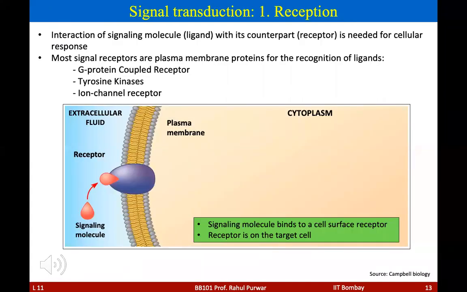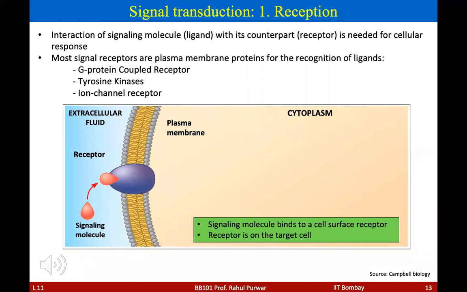As I said in the previous slide, the signaling molecule first binds to the receptor, which is present on the cell surface. An interaction of these signaling molecules, which act as ligand, with their counterpart, the receptor, is needed for the cellular response. And what are the most common signaling receptors? The most common ones, which are present on the plasma membrane and recognize the ligands, are G protein coupled receptors, GPCR.